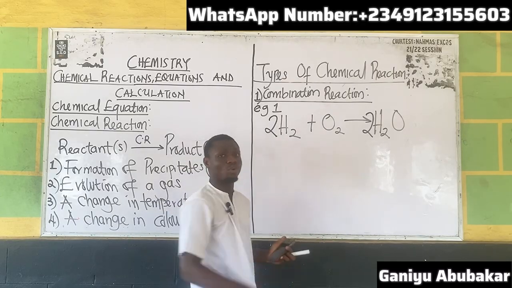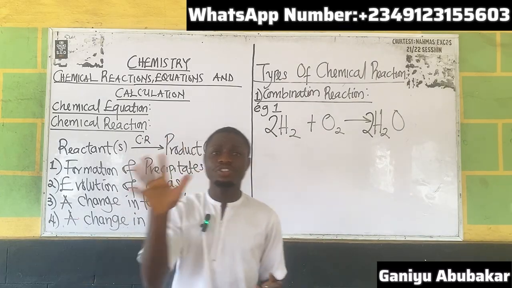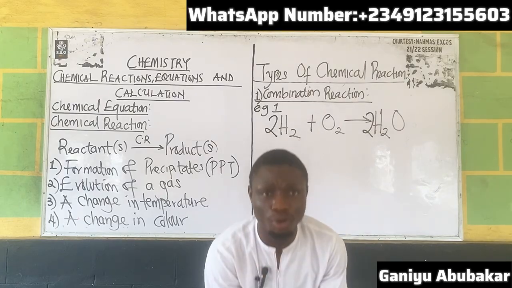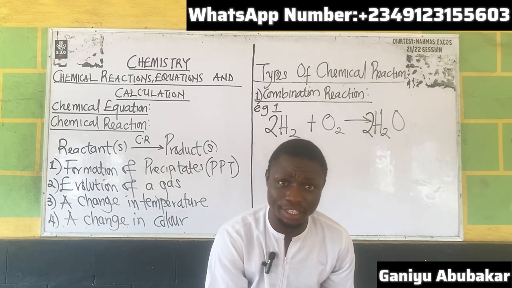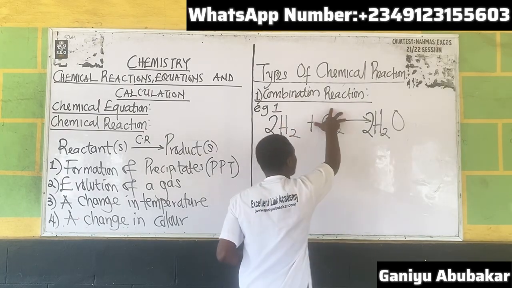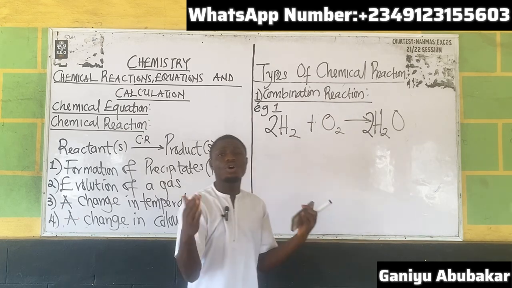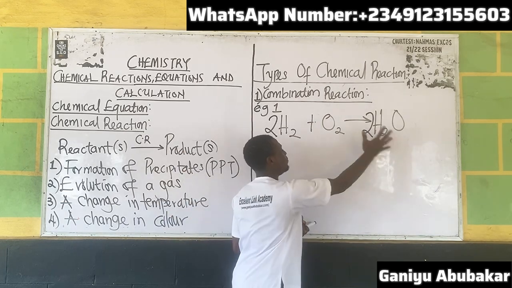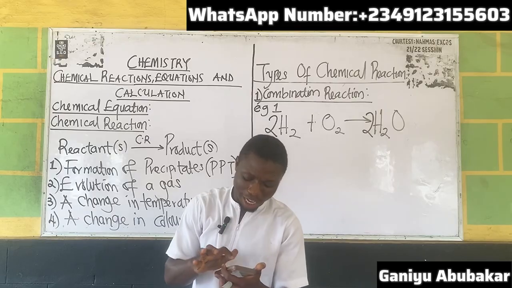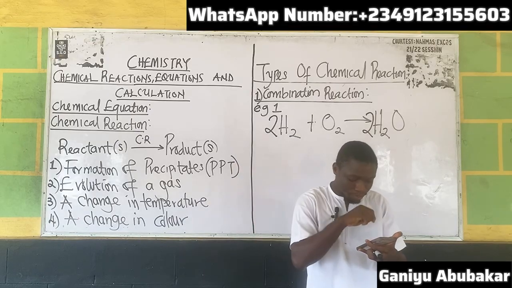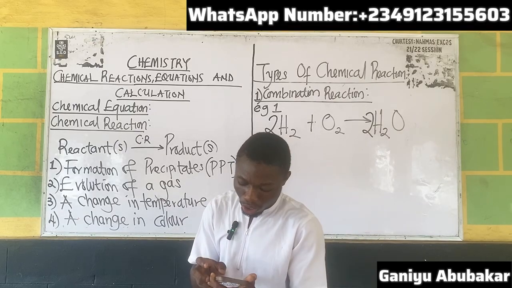This is an example of a combination reaction. How do you spot out combination? It's easy. You will have two or more smaller ones combined to give you a bigger compound, as you can see on the board. Next task, please. Let's look at the next concept there.